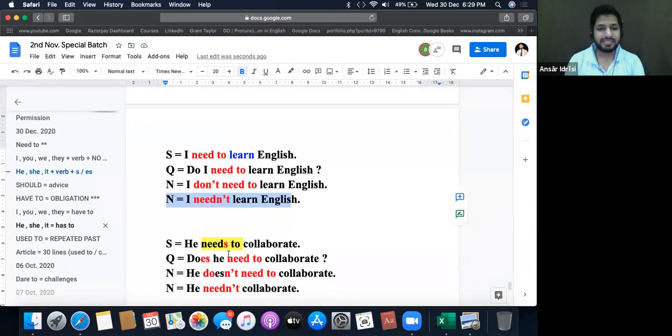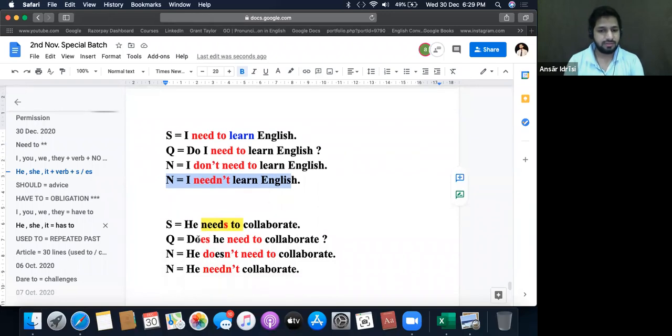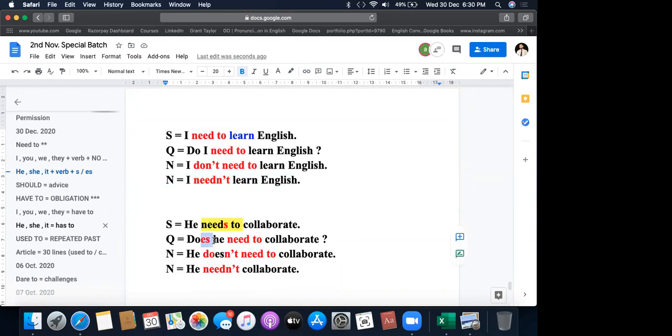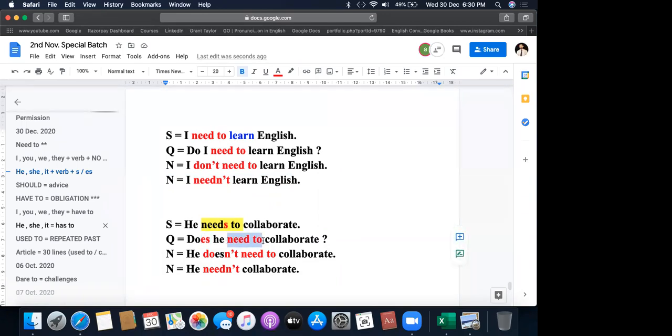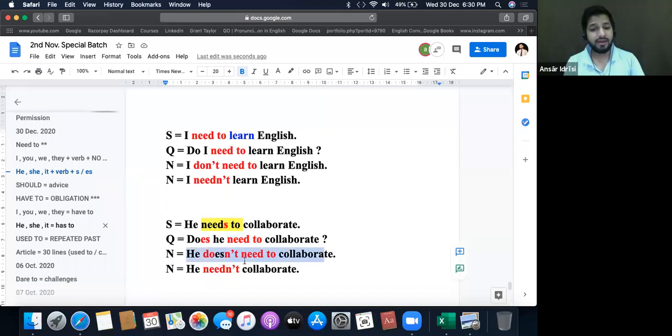Next one. Same case. He needs to collaborate. So do will become does. He, she, it, verb plus s or es, right? Yes. So does he need to collaborate? Already we have put that es into the one word. Are we going to put s or es in the another verb? No. Very good. He doesn't need to collaborate. Already s or es in the first verb. We don't need to put there in the another one. Okay. And next one, you can say he needn't collaborate. Both are correct. We have two negatives. Okay. दोनों टाइप के नेगेटिव चलते हैं.